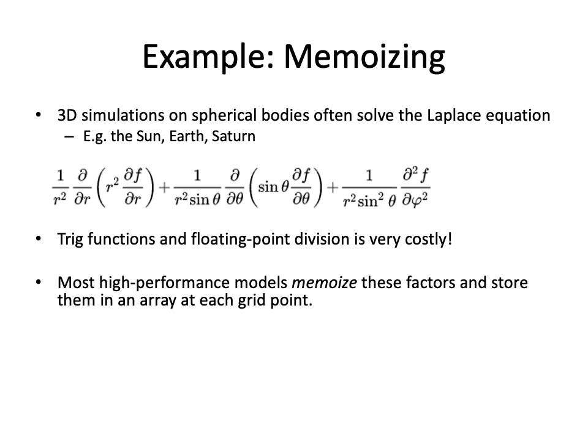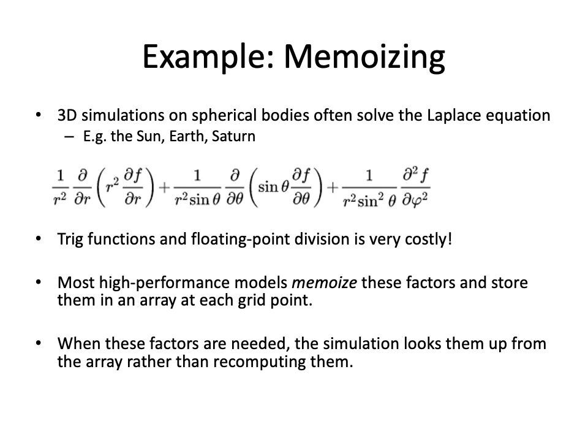We'll calculate those at every point in the simulation domain, and then save them for those points. When we need them again, the simulation will just look them up from this table, rather than recomputing all those trig factors and inverse R squared factors and so on. This is a way that we can save a lot of time, and it's a huge performance impact for a lot of simulations that use this.